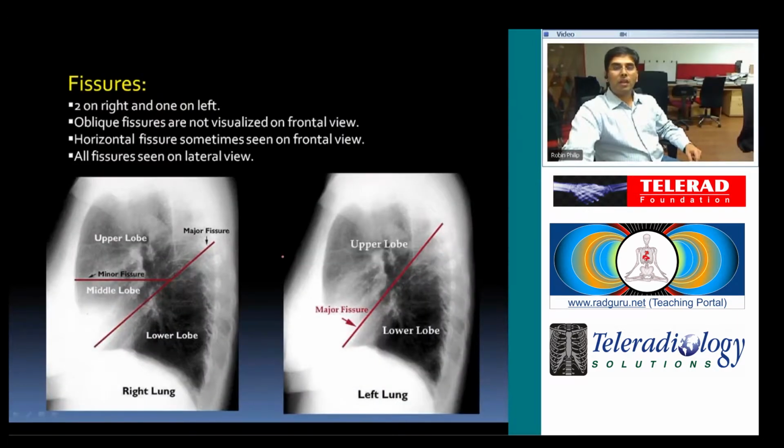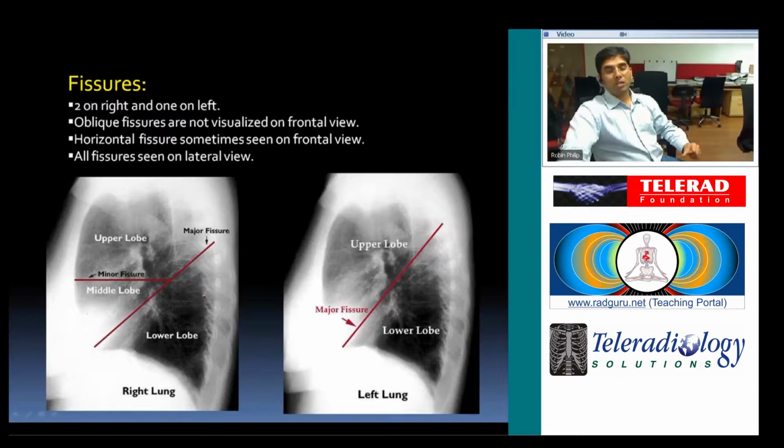And next, move on to the fissures. The lung fissures: we have one oblique and one minor fissure on the right, whereas on the left we have only one oblique fissure. These fissures are usually not seen on frontal or PA radiographs because of the angle at which they are located. For any fissure to be visualized on the frontal radiograph, it should be perpendicular to the X-ray beam. Only sometimes do we see the minor fissure on the right side, more so when there is pathology in the upper lobes, and then arching of the fissures can be picked up.